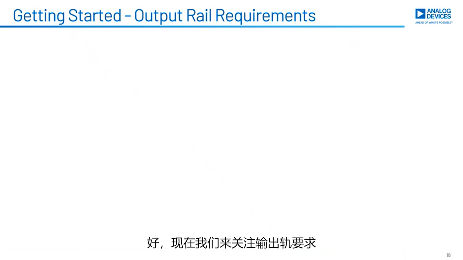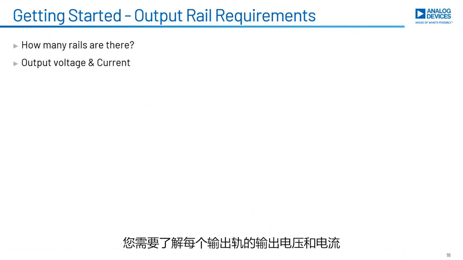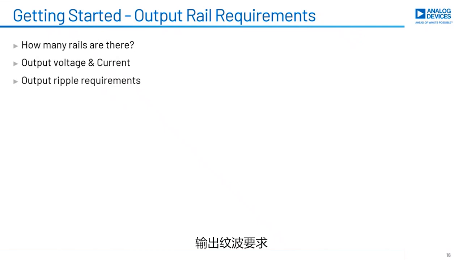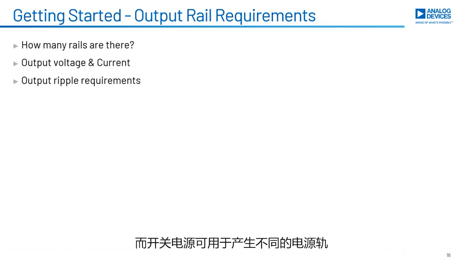Okay, so now we have to focus on the output rail requirements. So how many rails are there? You need to know the output voltage and current for each rail and the output ripple requirements. Ripple or steady state ripple is the variation that comes from, in most cases, the switching power supplies that might be used to generate the different rails.